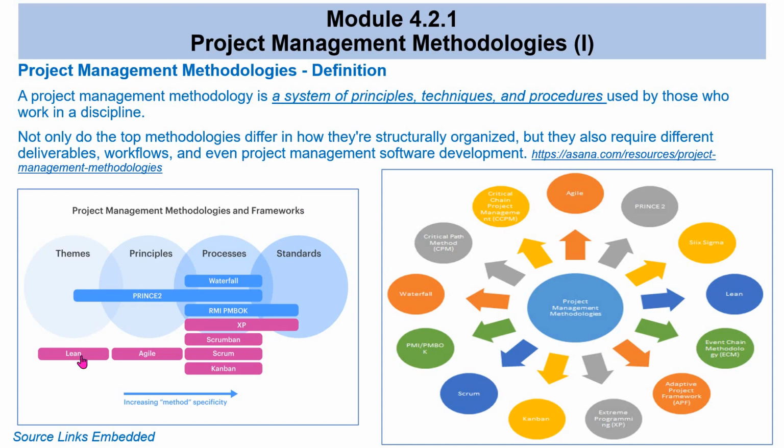One example is Lean, which is finding efficiency in production processes, and that is the theme on which it is based. And if you look at Agile, which is another example, that is regarded as a principle, or what some people would say is the mindset, the way you look at things when managing a project. So it's not really a tool or something physical, but a way of looking at managing projects.